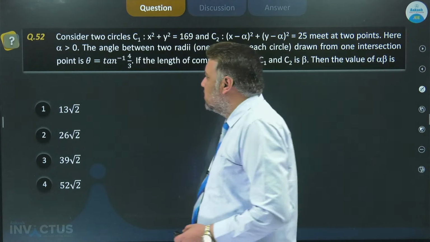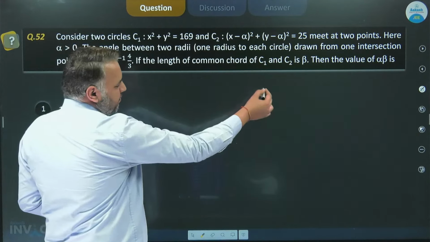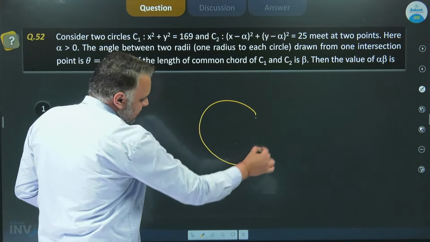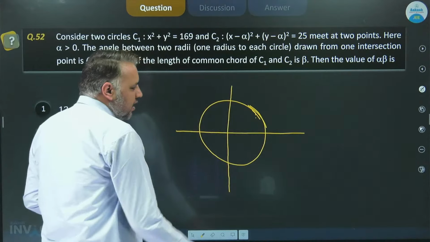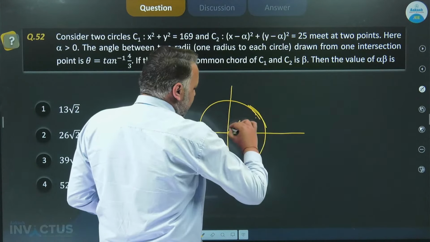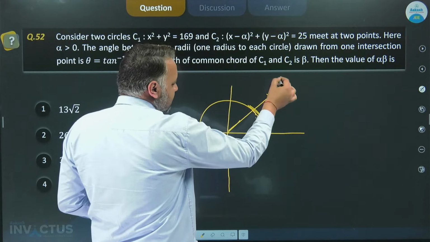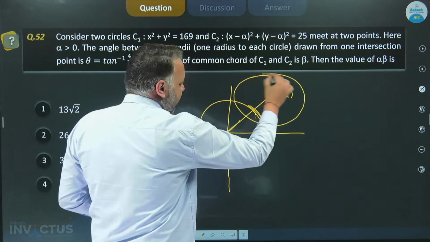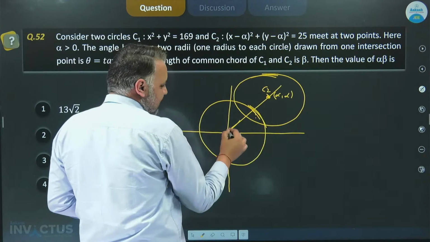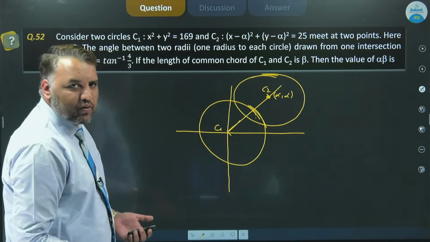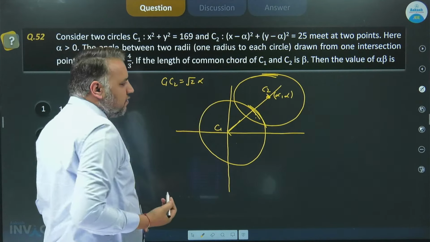There are two circles which intersect at two points, A and B. One circle has its center at the origin and radius 13. Another circle has its center on the line y equals x, say at (alpha, alpha), and radius 5. The center of this circle is C2 and the center of the first is C1. Now we can calculate the length C1C2, which is root 2 times alpha.